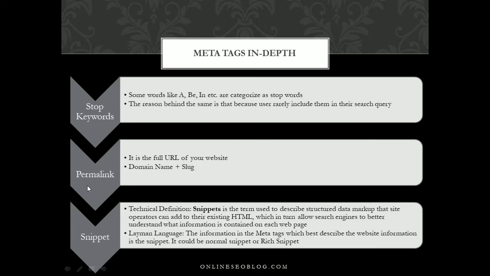Then the permalink. Permalink is the link of your website, the entire link including the domain name plus slug. Slug is the path. Then the snippet. Its formal definition is that a snippet is a term used to describe structured data. Structured data is a formal data markup that site operators can add to their existing HTML. So this is the kind of formal language.